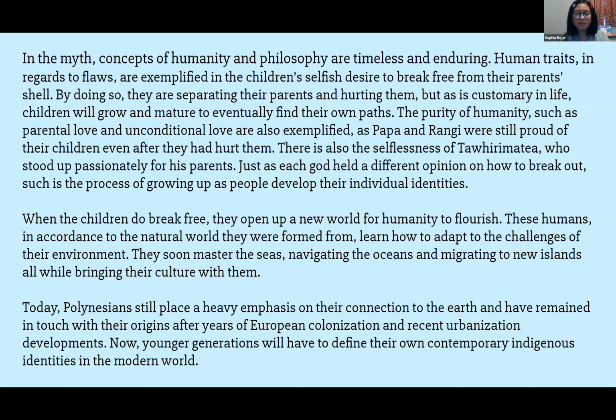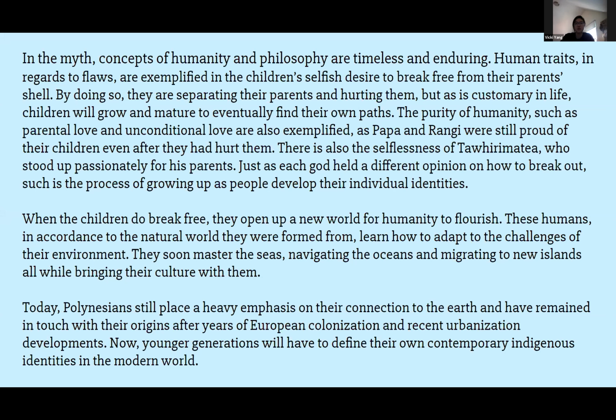There's also the selflessness of Tawhirimatea, who stood up passionately for his parents. Just as each god held a different opinion on how to break out, it is a process of growing up as people develop their individual identities. When the children do break free, they open up a new world for humanity to flourish.